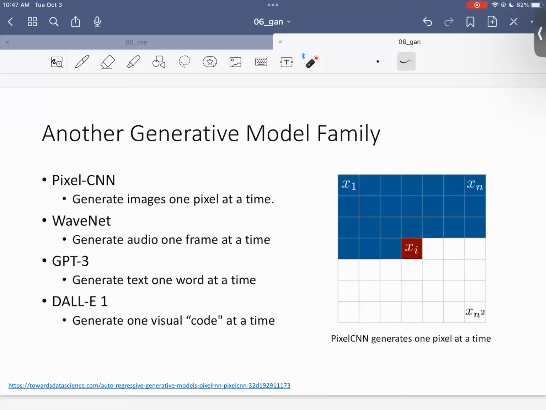Even now, GPT-4 had about a 16,000 token span back then. So you can't really generate a 128 image with a PixelCNN. And so that's another issue.